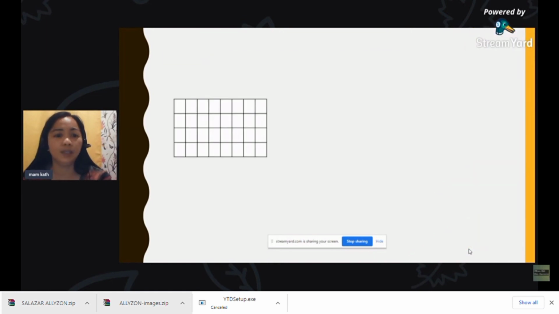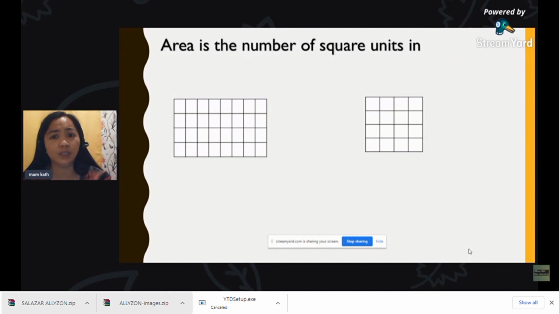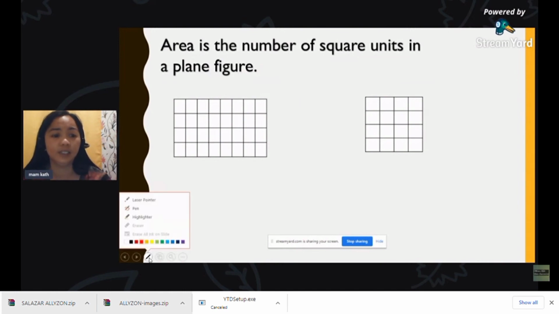Now, let's recall the area. So when we say the area of a plane figure, we are counting the number of units in a plane figure, or square units in a plane figure. So binibilang natin, kapag area, ang binibilang natin dito ay yung bilang ng squares na nasa plane figure.